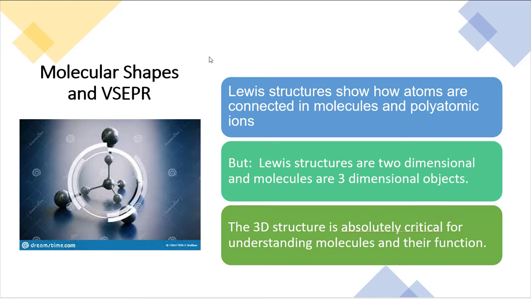This lecture, we are looking at molecular shapes and what's known as VSEPR. So we have been drawing Lewis structures, and this shows how atoms are connected in molecules and polyatomic ions. But Lewis structures are two-dimensional and molecules are three-dimensional. So knowing the 3D structure is absolutely critical for understanding molecules and their function.